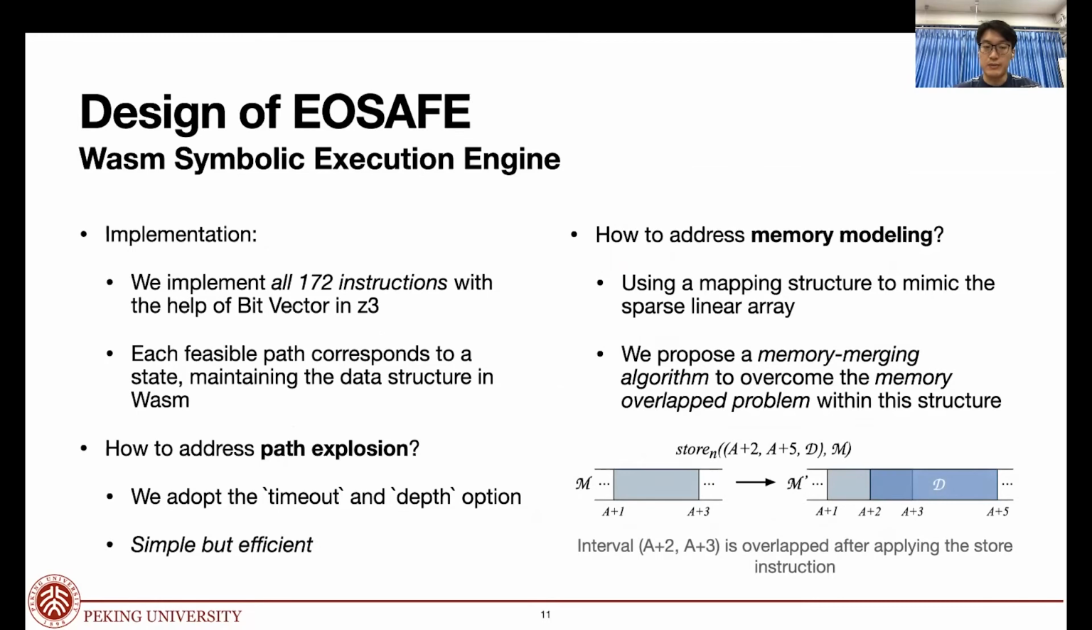First, the most important component is the symbolic execution engine. We implemented all 172 instructions with the help of BitVector in these 3. Also, during the symbolic execution, it traverses all the possible paths. Each feasible path corresponds to a state, maintaining the data structure in WebAssembly bytecode.